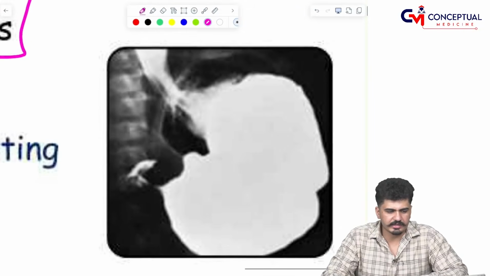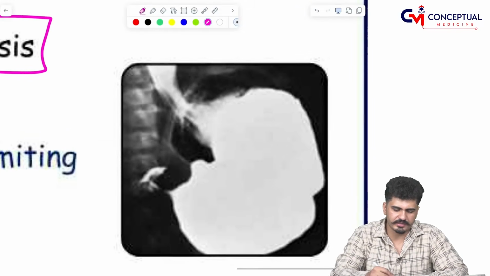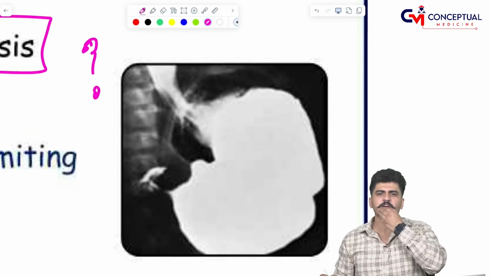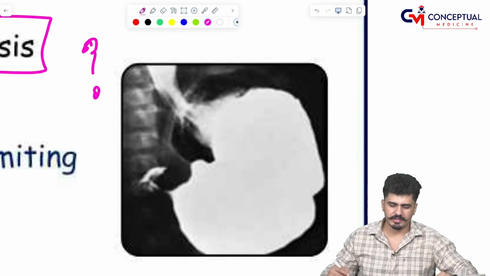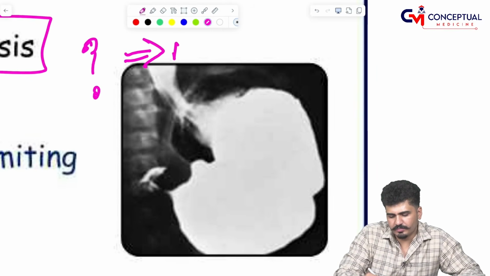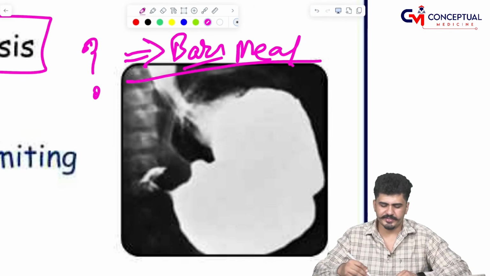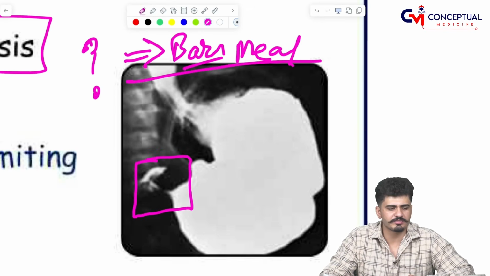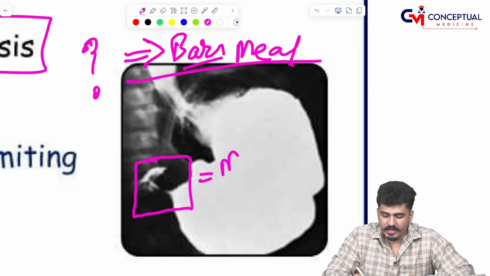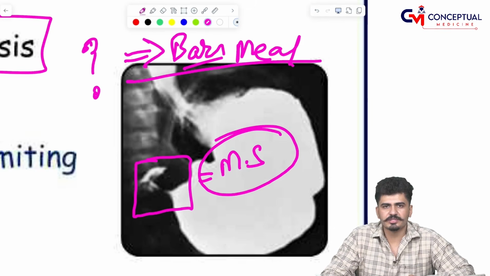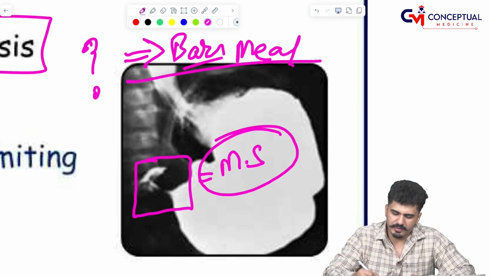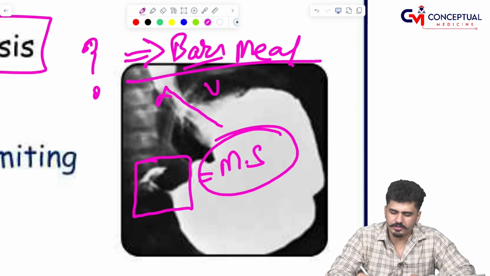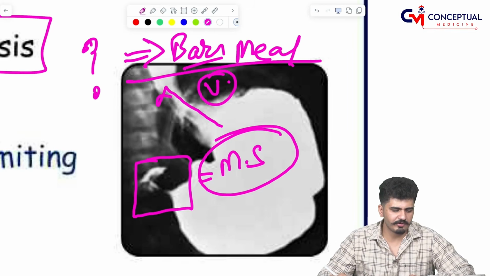And which contrast media are we using right here, sir? Can you tell me? Is it barium swallow or barium meal? Your answer is going to be barium meal. And which sign are you going to see right here, sir? Because of the narrowing of the pylorus, because of the stenosis of the pylorus, can you tell me which sign you are going to see? This is called the mushroom sign. And this baby will be presenting with vomiting also.